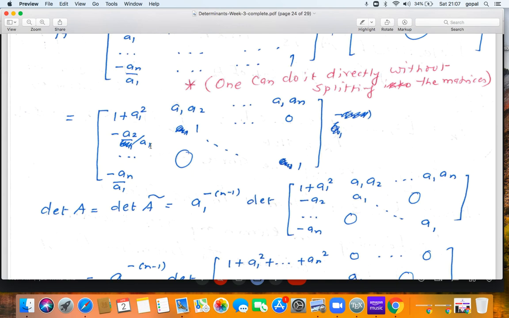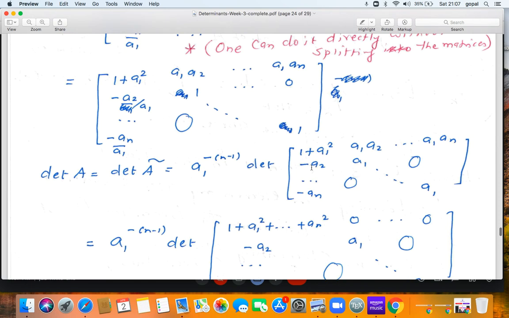And then I pulled out this 1 upon a1 from the second row, third row, fourth row, etc. So I write it as a1 to the power minus (n minus 1). So factorizing a 1 upon a1 means I have to put an a1 here. Factorizing a 1 upon a1 means I have to put an a1 here. So that's how I get these a1s for the 2 position, 3 position, n position. So this is the determinant that I need to compute.